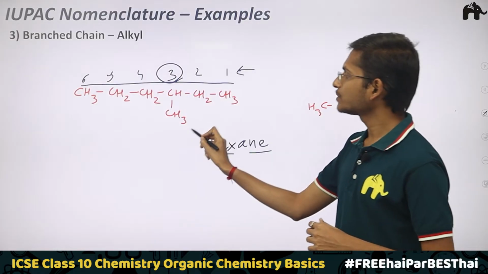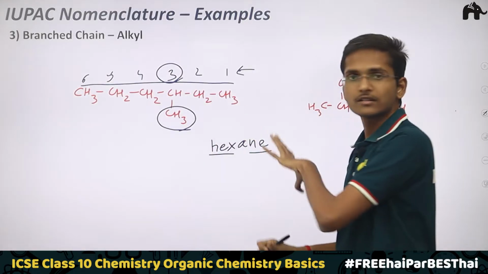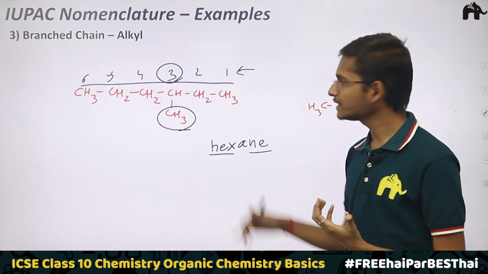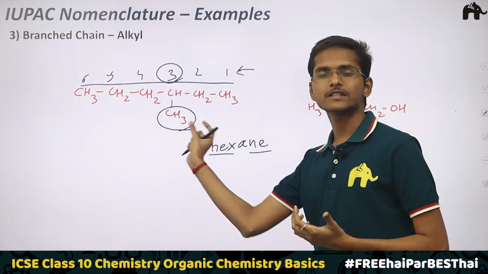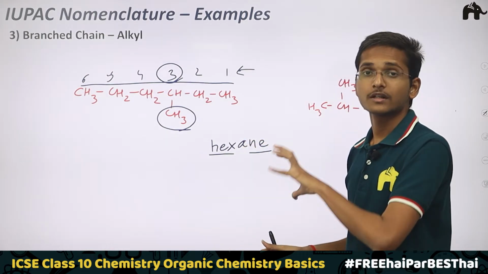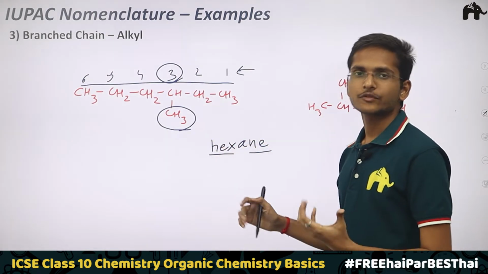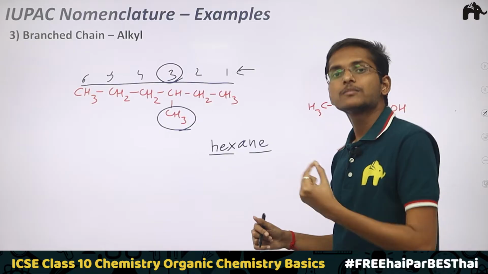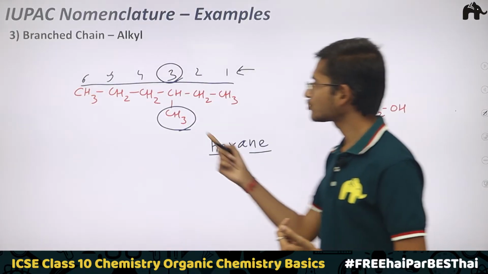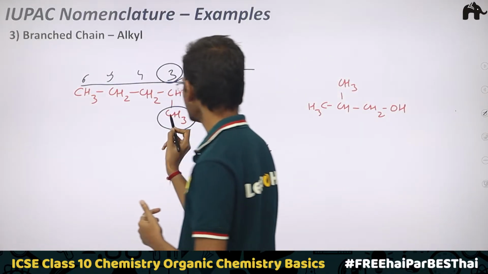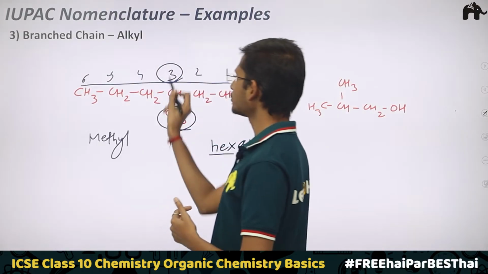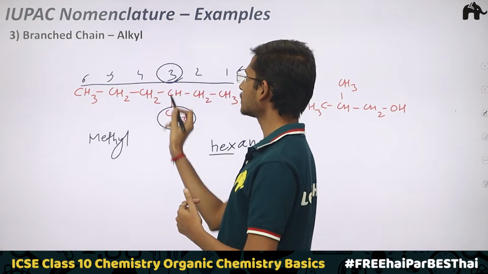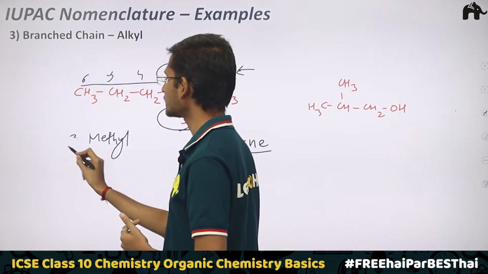Then the alkyl group is there, right? And whenever the alkyl group is present in our longest carbon chain, we just write its name as a prefix. We have studied this. And how do we write the name as a prefix? By showing the position before writing the name. So how is the name written? Methyl. And the position is written before the name. So it is attached to the third carbon atom, therefore 3-methyl.